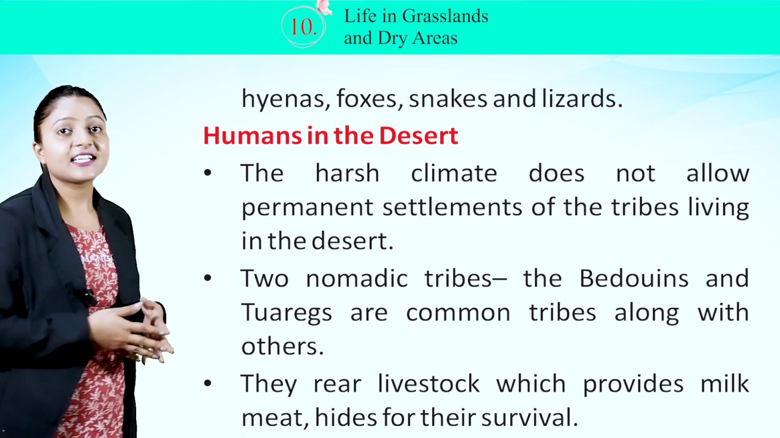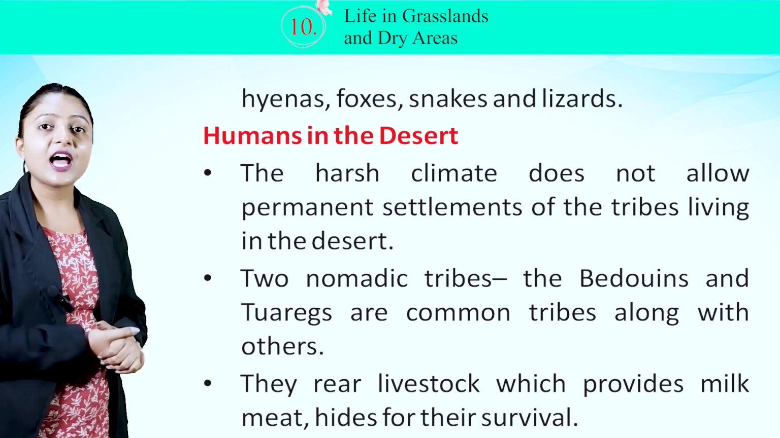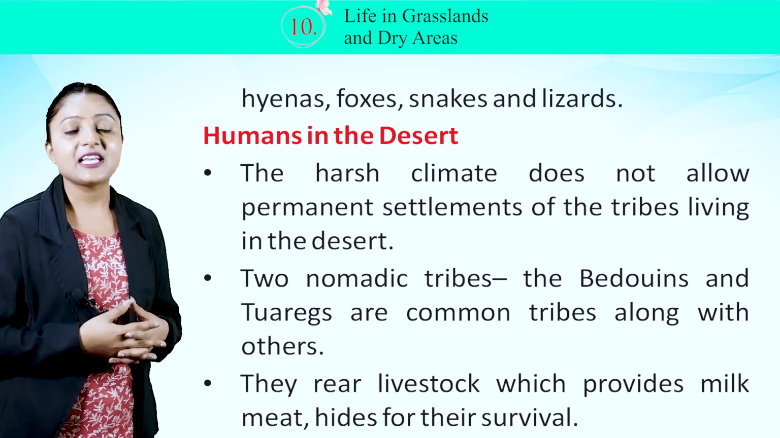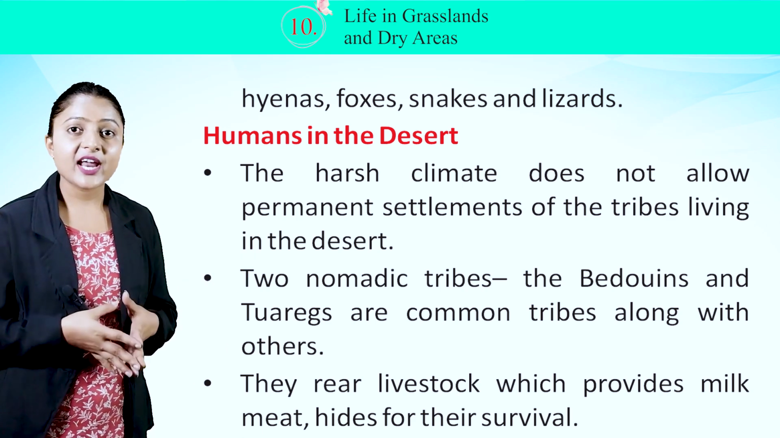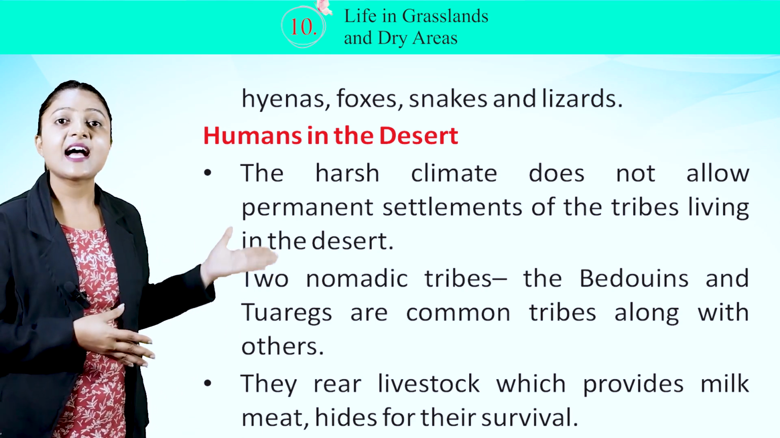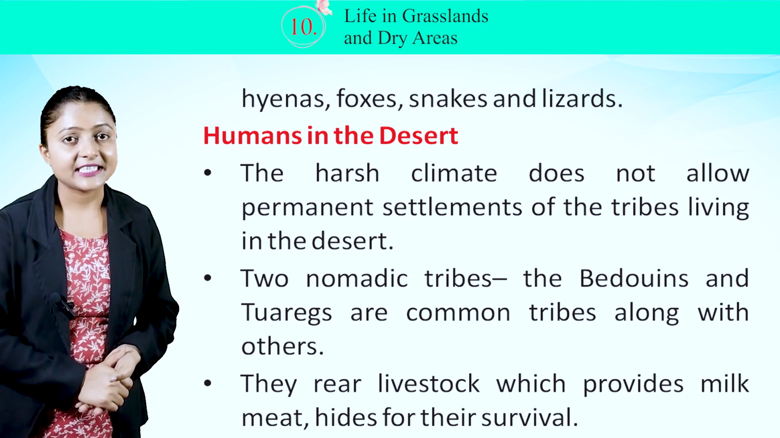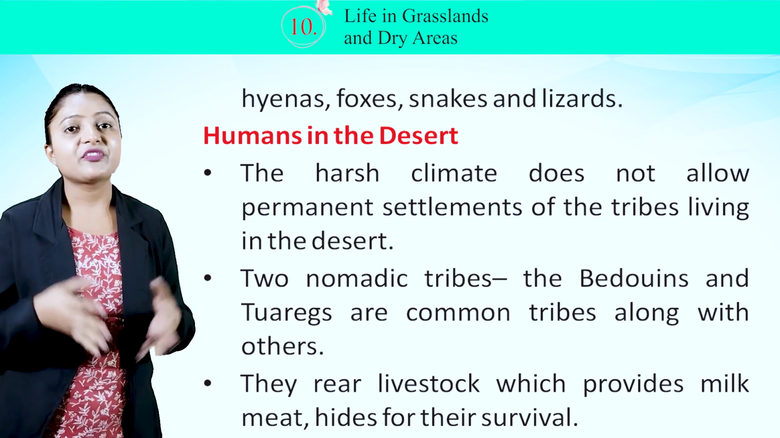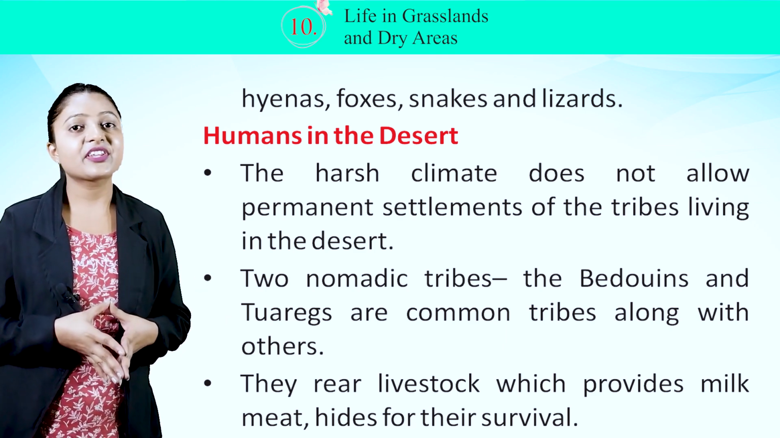Humans in the desert. The harsh climate does not allow permanent settlement of the tribes living in the desert. Two nomadic tribes, the Bedouins and Tuaregs, are common tribes along with the others. They rear livestock which provides milk, meat, hides for their survival.